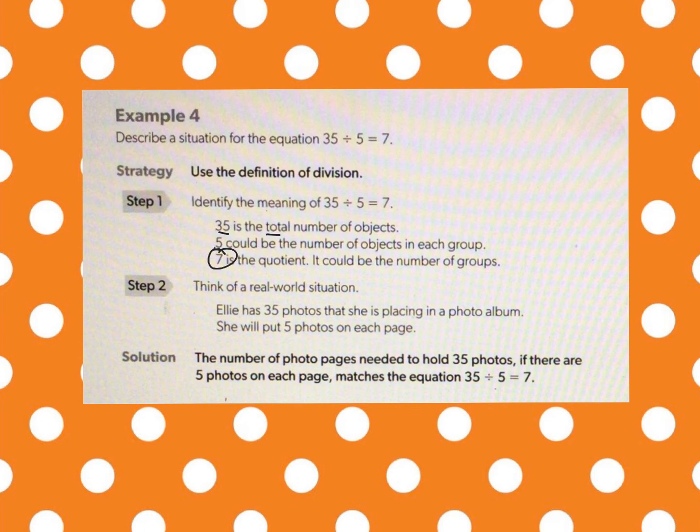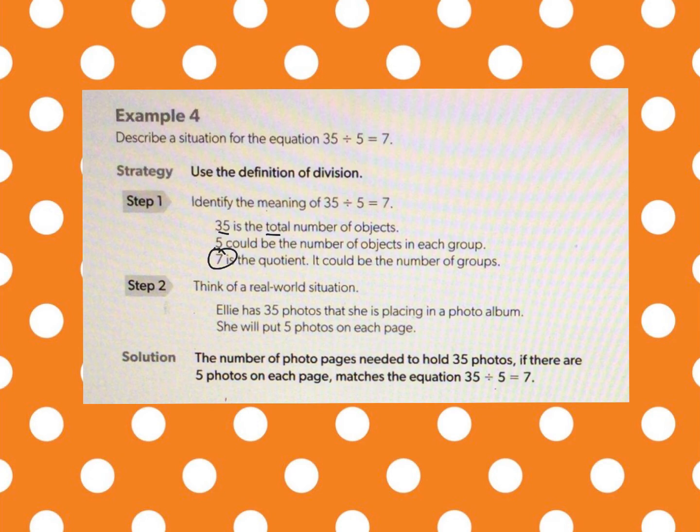Think of a real world situation. Ellie has 35 photos that she is placing in a photo album. She will put 5 photos on each page. The solution: the number of photo pages needed to hold 35 photos, if there are 5 photos on each page, matches the equation 35 divided by 5 equals 7. You can even imagine it with equal groups, okay? So she'll put 5 photos on each page.